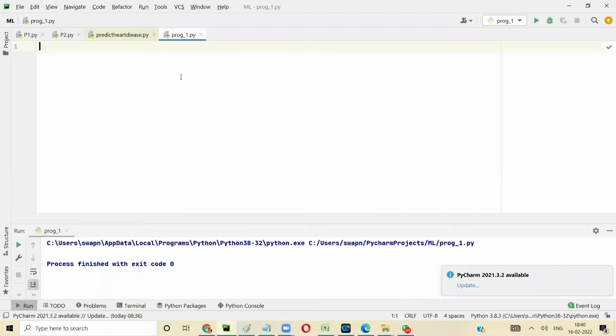Okay, so let's continue. The first thing that we're going to talk about today is how to assign multiple values in a single statement. We call it multi-assignment, multiple assignment. So we'll perform assigning multiple values in a single line.